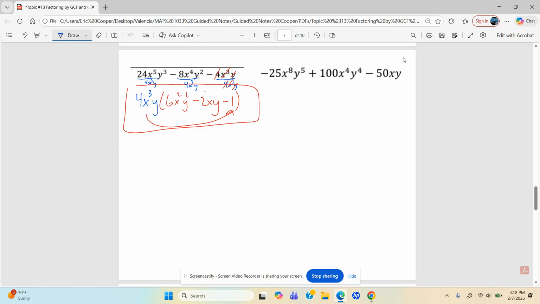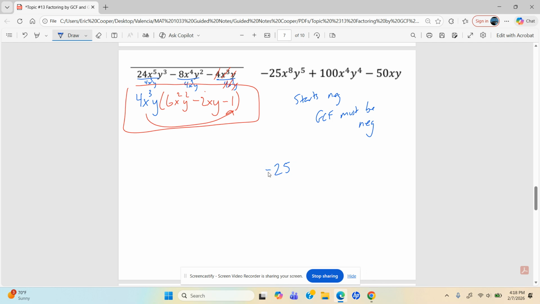Now this last one is interesting because it starts with a negative. And the rule is if it starts negative, then the GCF must be negative. So we're going to do the exact same thing. But whatever number we take out, we're going to do it as a negative. When I look at 25, 25 can go into 150. So generally we would factor out a 25, but now we're just going to factor it out as a negative 25.